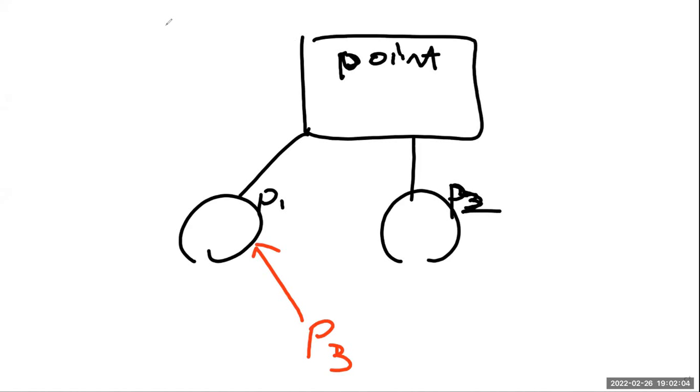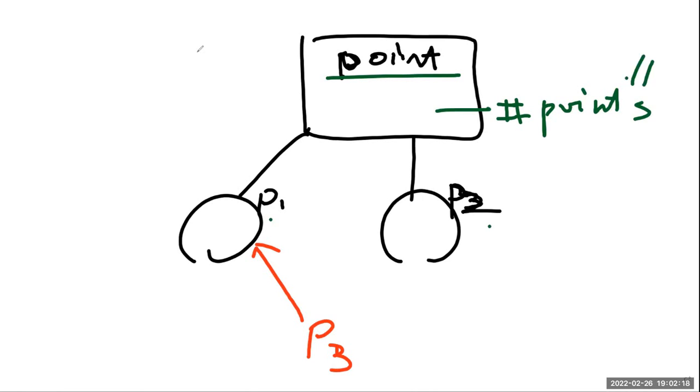And then you have a number of points. The number of points is a shared property, so it belongs to the class. It doesn't belong to P1 or P2, because that's the total number of points being created. It is not a property of P1, not a property of P2, not a property of P3.